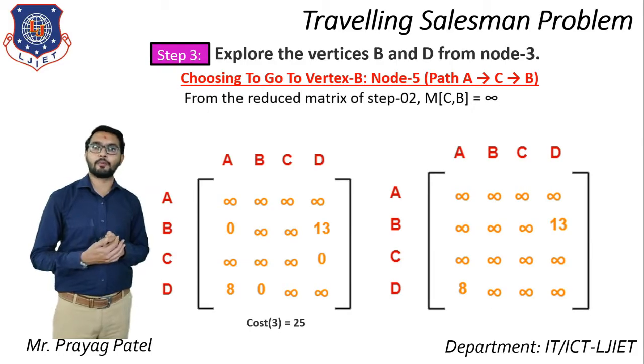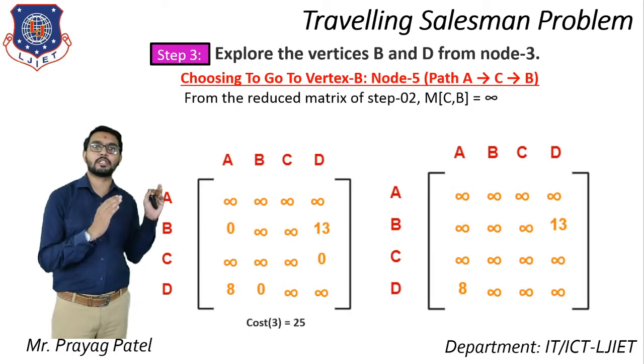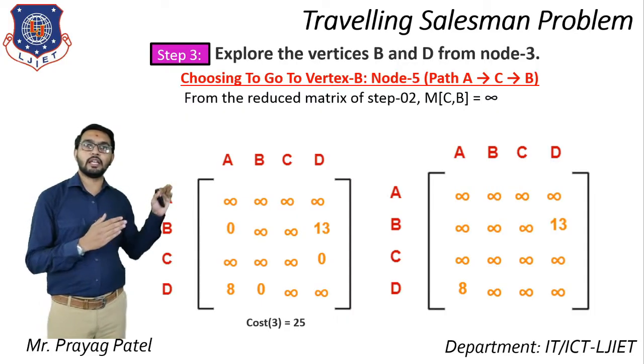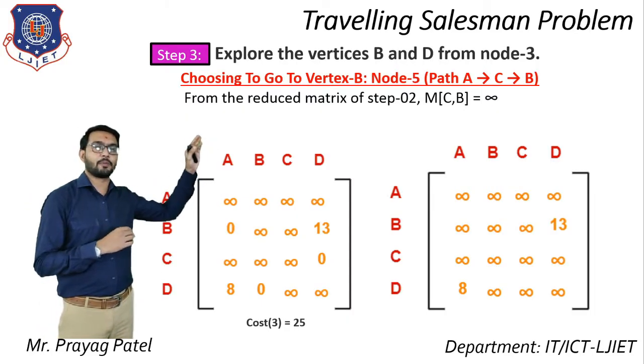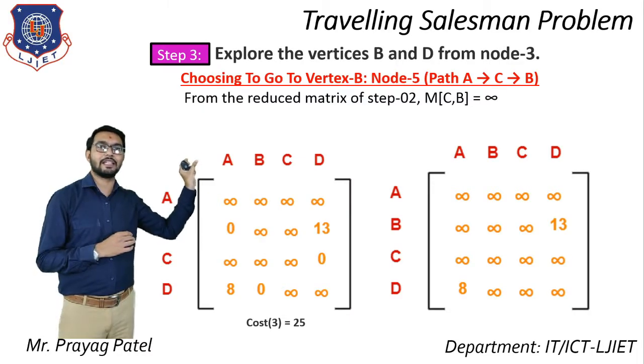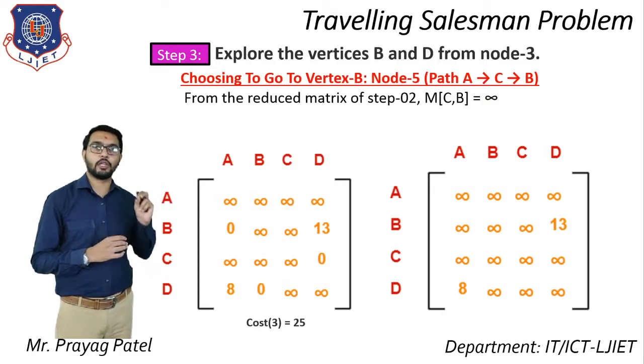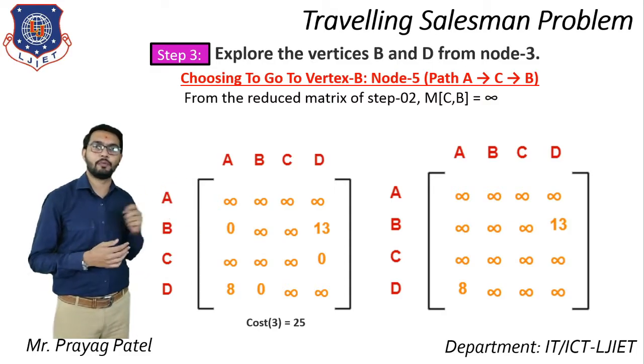Now perform the sum operation. The first operation is to consider the old value of M[C][B]. Here consider the last two elements, because our path is ACB. So the last two elements are C and B. So consider the old value of M[C][B], which is equal to infinity.